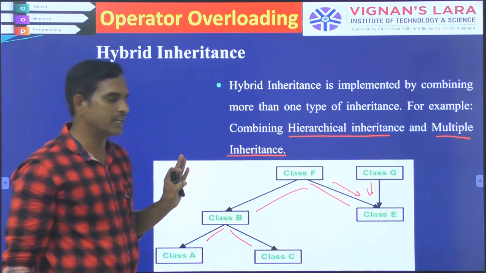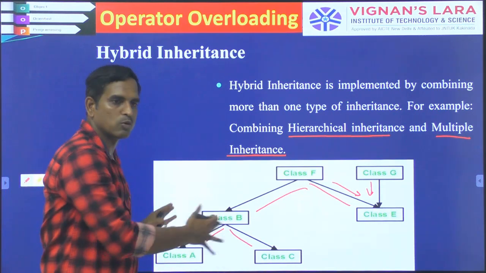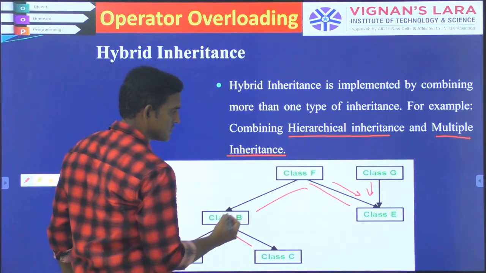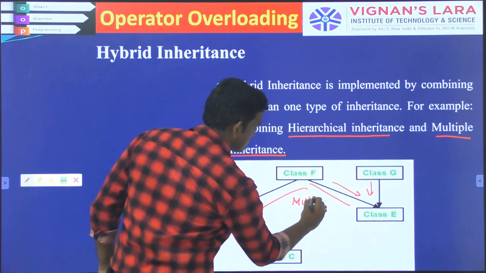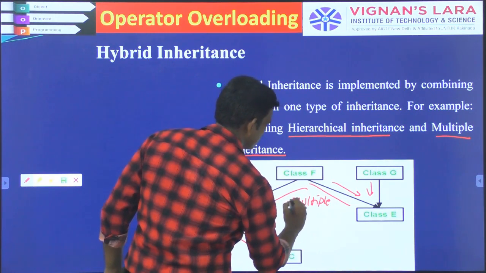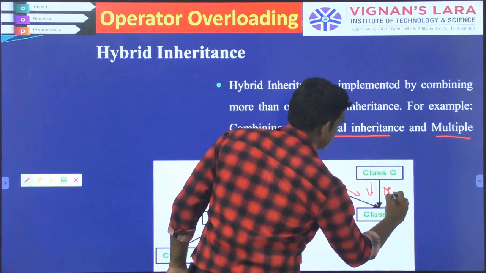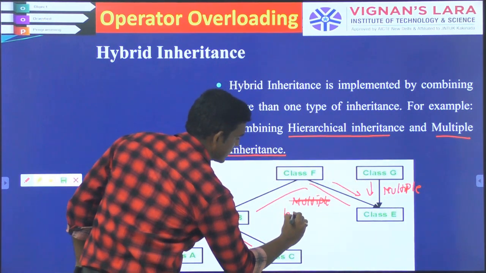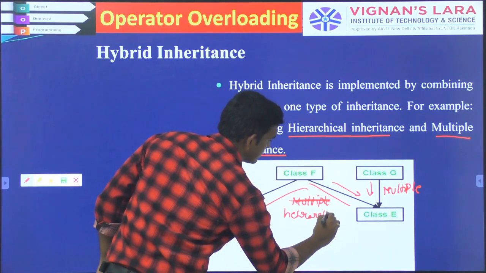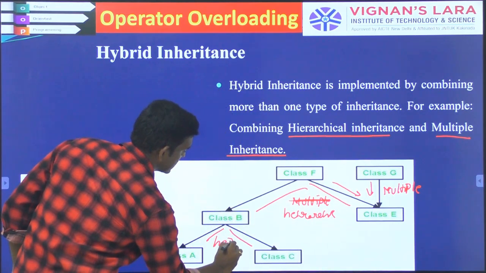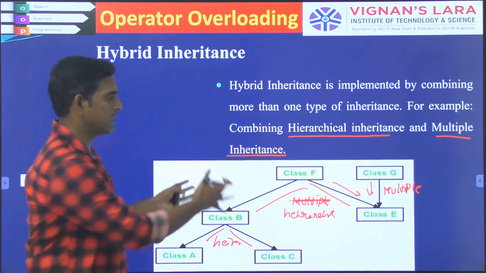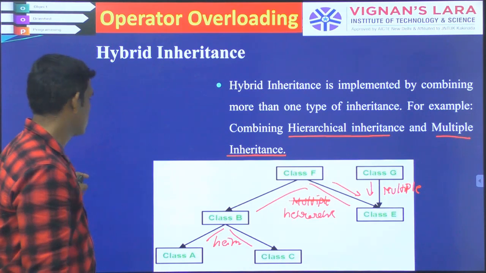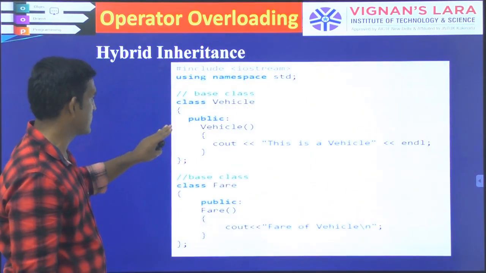And this is another hierarchical inheritance, where one base class is providing data to two child classes. So this is hybrid inheritance, where you can be combining more than one inheritance. This is multiple inheritance, where multiple base classes are providing data, and this is hierarchical inheritance. This is another hierarchical inheritance. You can be combining more than one inheritance to form your hybrid inheritance.